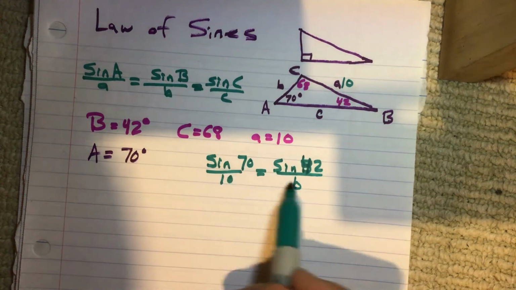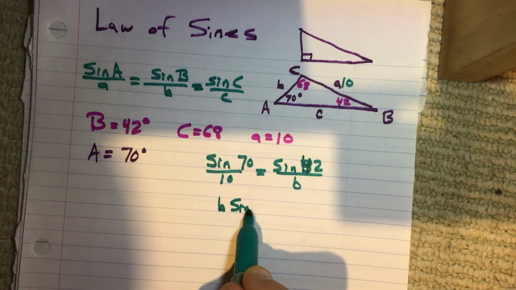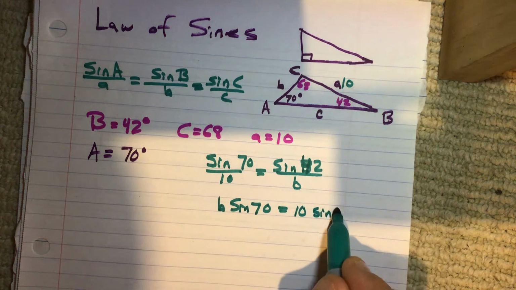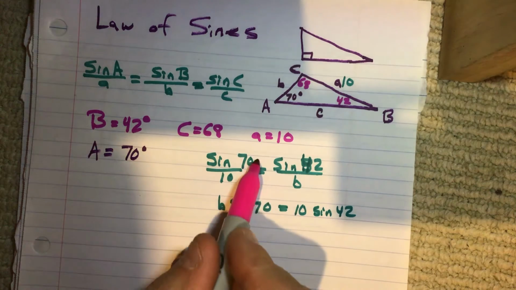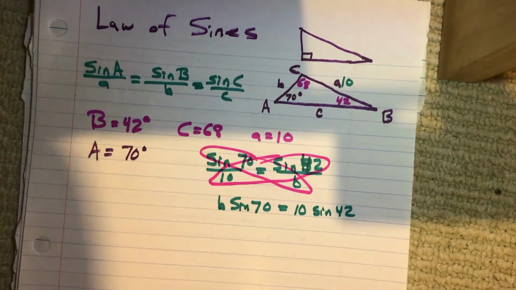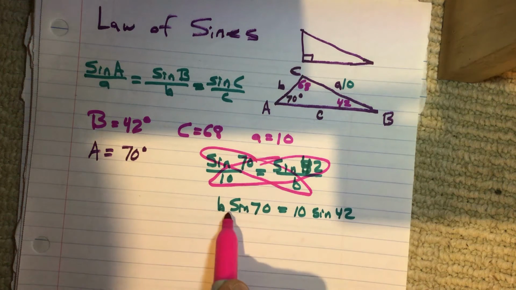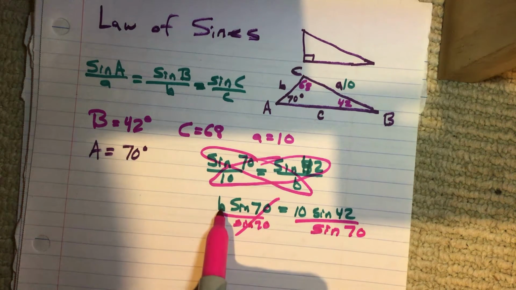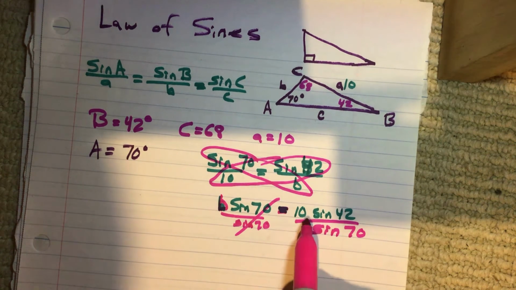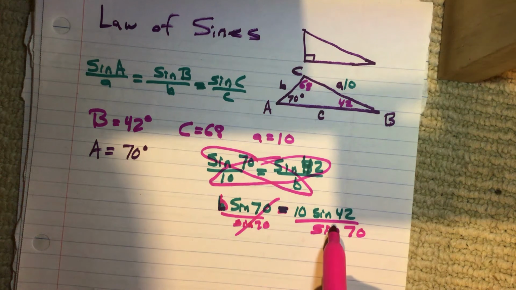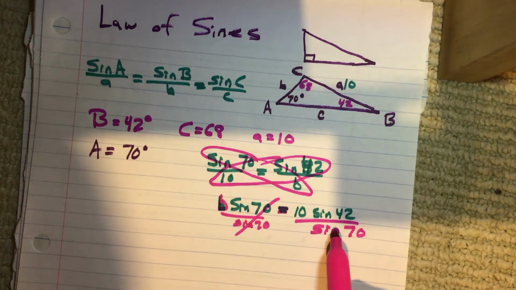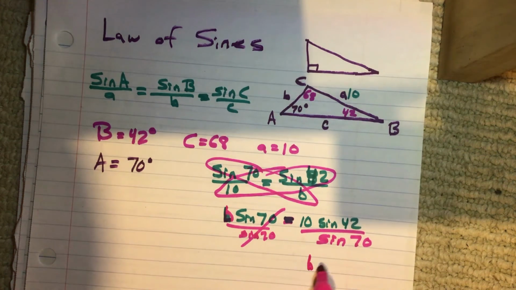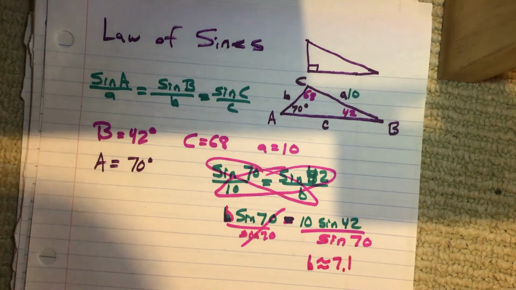So if we cross multiply, we'd get b times the sine of 70, this times this, is equal to 10 times the sine of 42. So that's cross multiplication. Some people do this. And then if you divide both sides by the sine of 70, you'll get b by itself. So b is equal to 10 times the sine of 42 divided by the sine of 70. And you can do that right on your calculator. And you should get, let's see, side b came out to be 7.1. So b is approximately equal to 7.1.